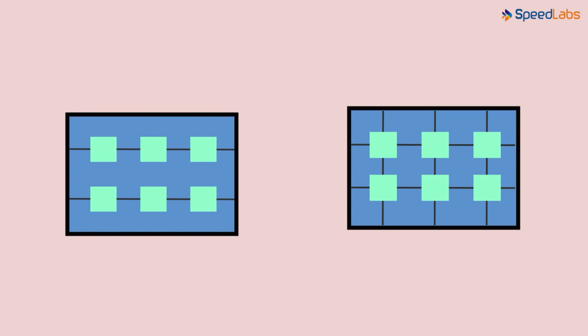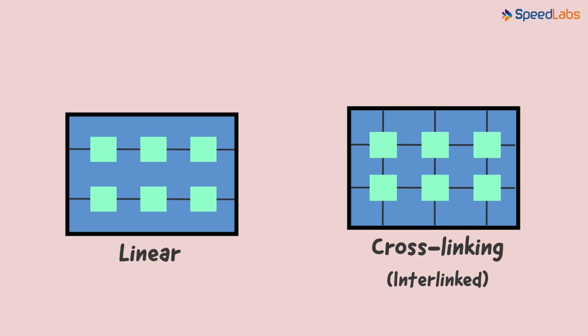To understand this, let us draw two figures. Can you tell me the difference between the two? Yes, the first one is linear in fashion. On the other hand, the second one is interlinked. This type is called the cross-linking type.